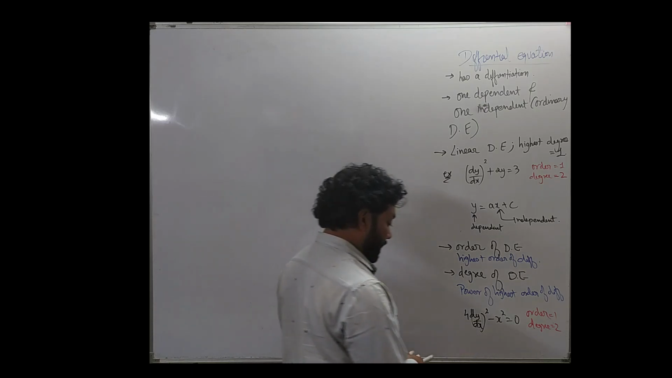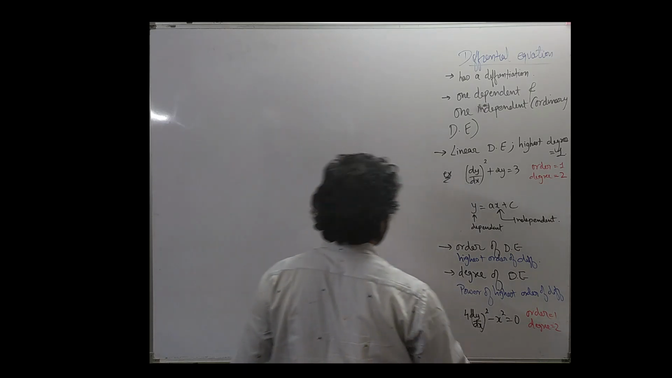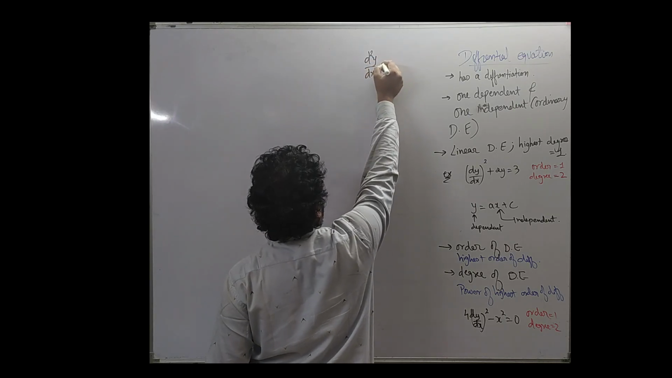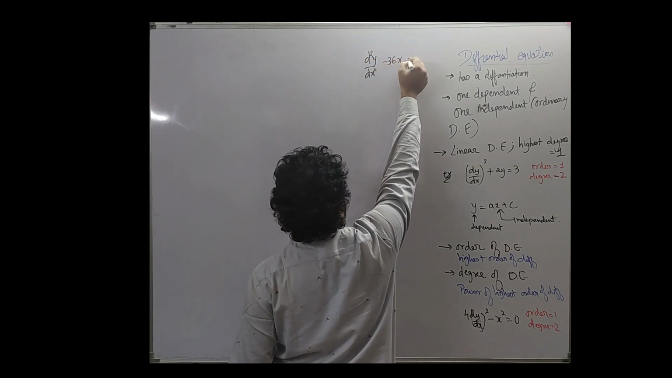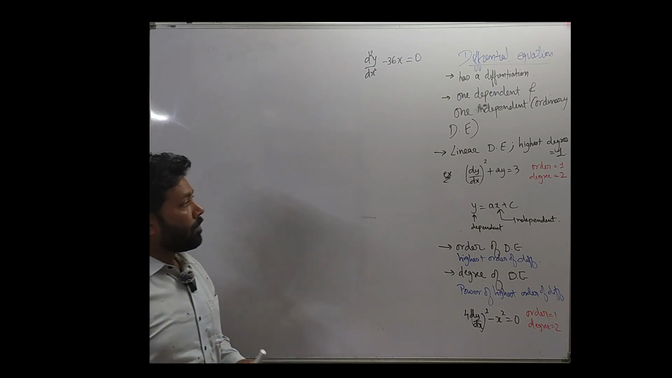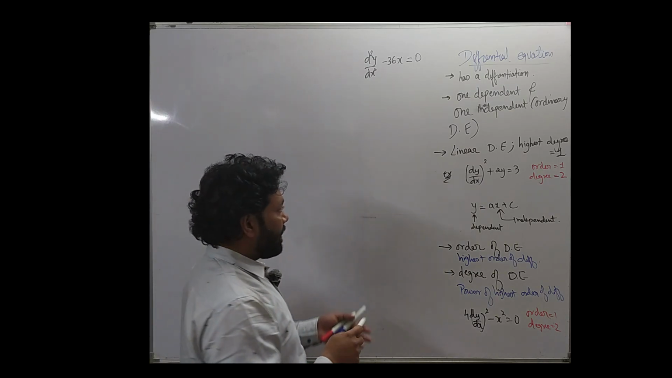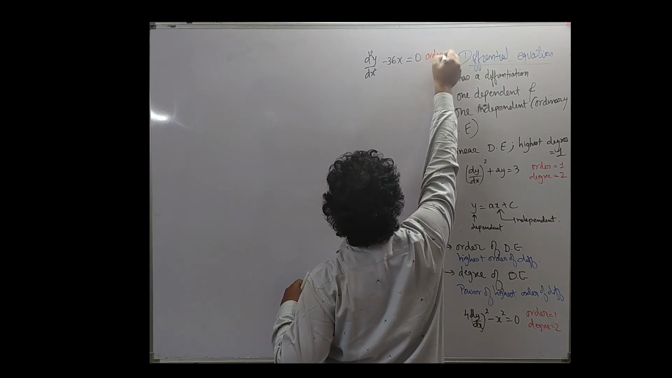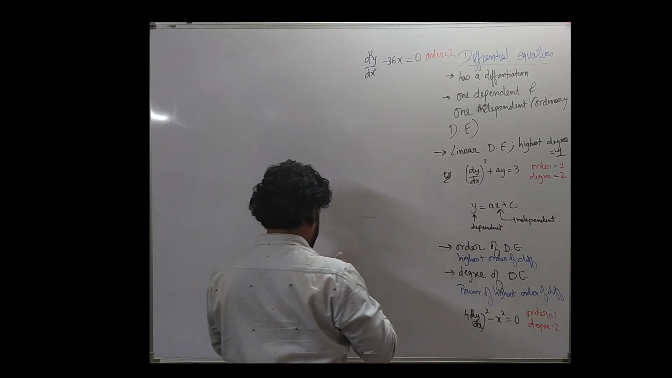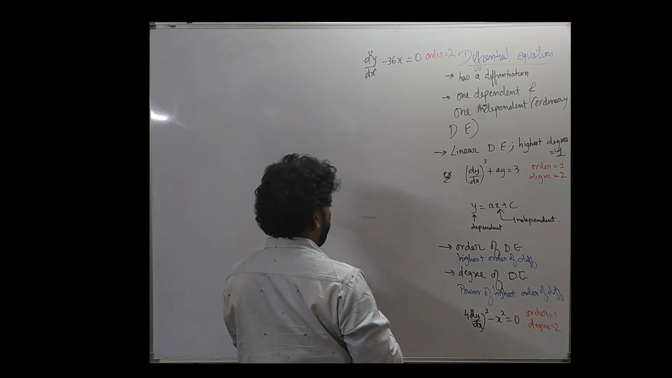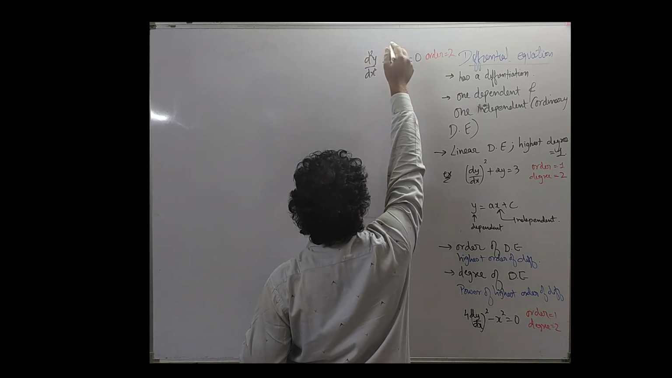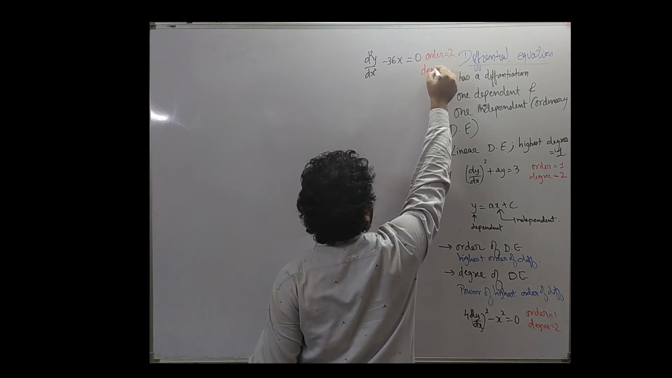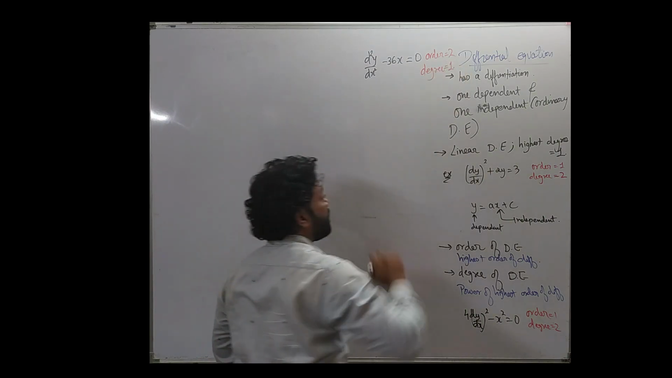Let's take another example. If I take d^2y/dx^2 - 36x = 0, once again, if you analyze this equation, it has order 2, right? The highest order of derivative is 2, and the highest power is 1. The second order derivative is raised to the power 1. So the degree of this differential equation is 1.